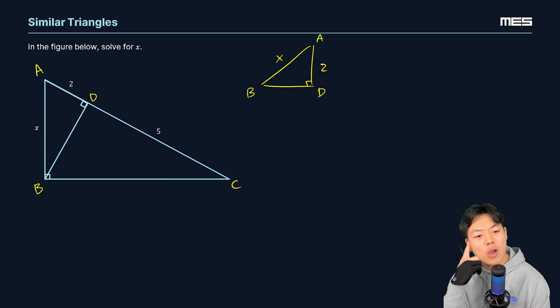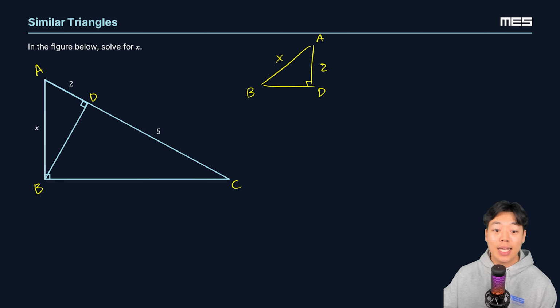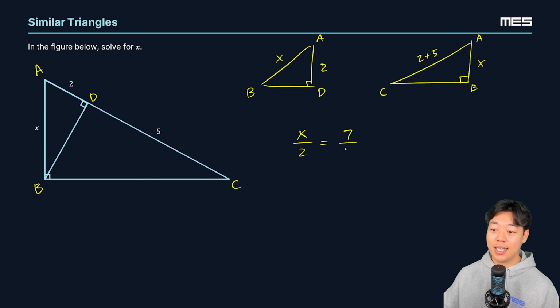Now let's think about what we know here. We know that 2 is the shorter leg of ABD. I can draw the bigger triangle similarly. This is x, and my hypotenuse will be 2 plus 5, since I have A, B, C. So x is to 2 as 7 is to x.